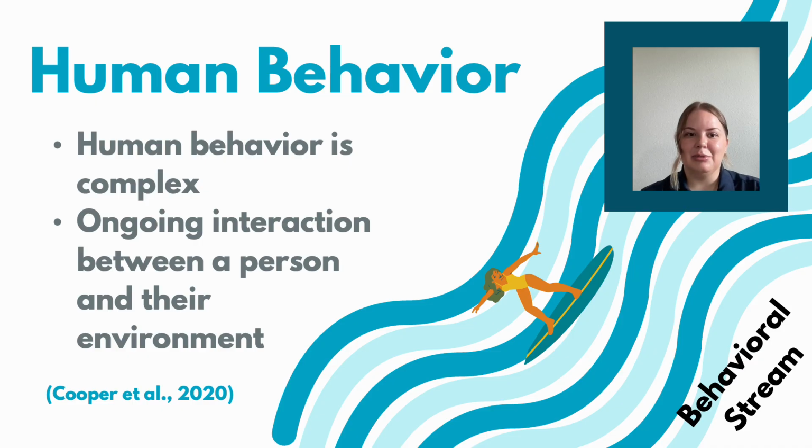To start, we want to talk about human behavior, and human behavior is so very complex. It's an ongoing interaction between a person and their environment, and we like to think of this as a behavioral stream. So we have tons of waves, tons of things going on, and it's just this constant ongoing interaction between a person and their environment.